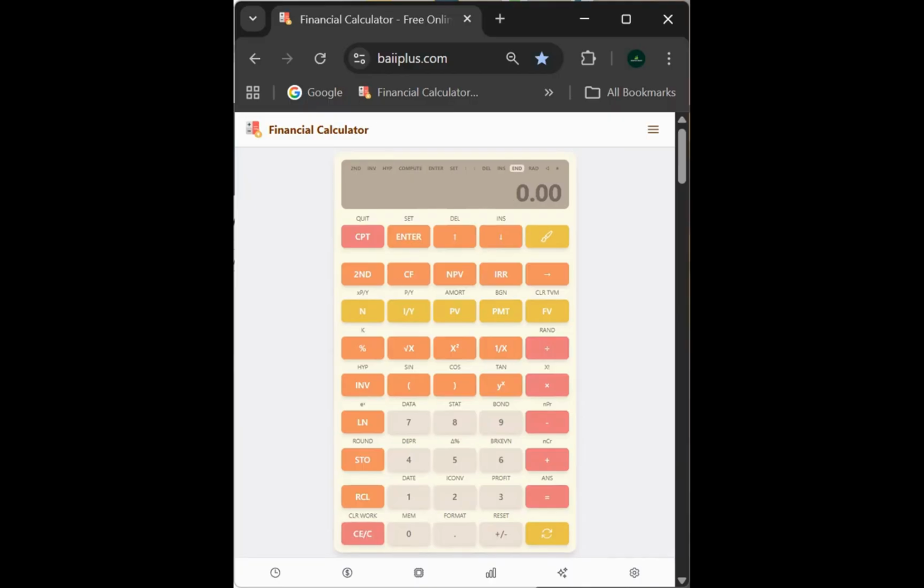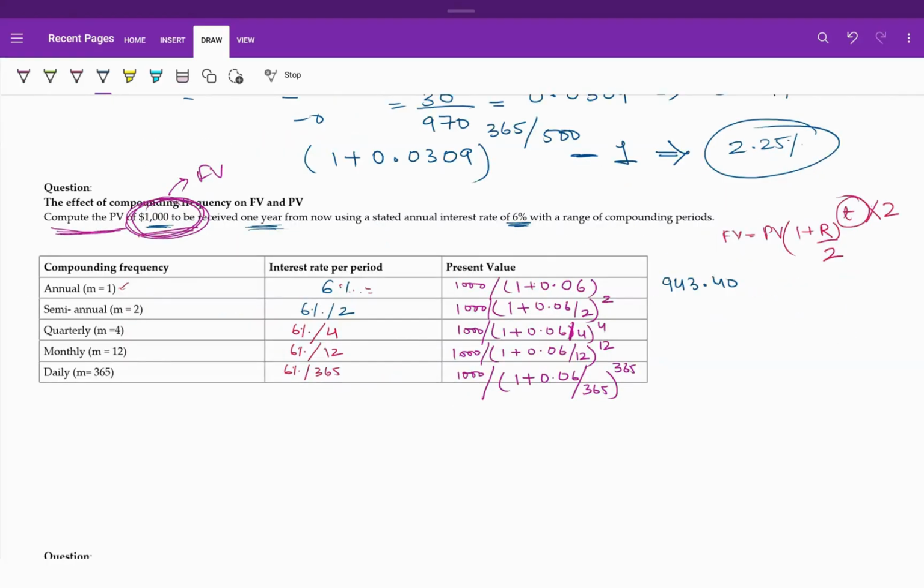Let me just stop my share of screen. 943.40. So how do I do this? I first solve the denominator.